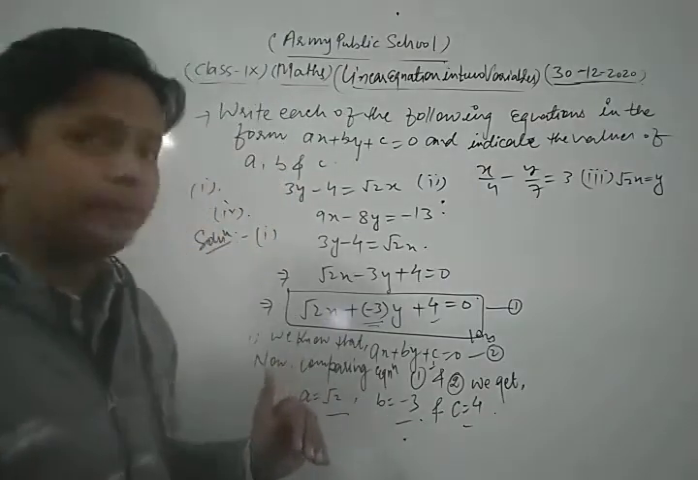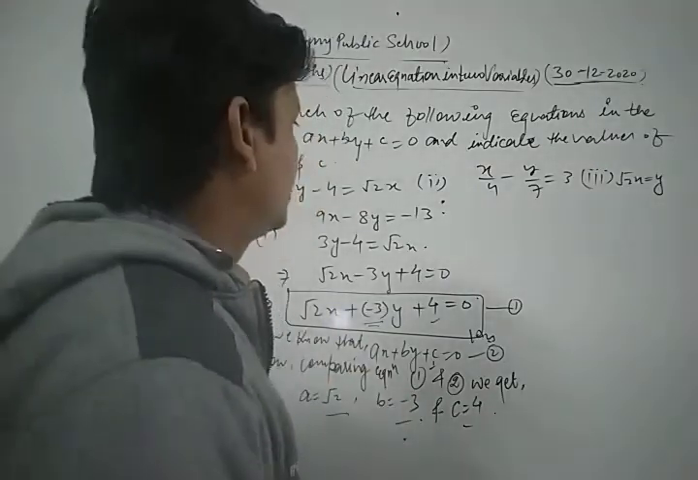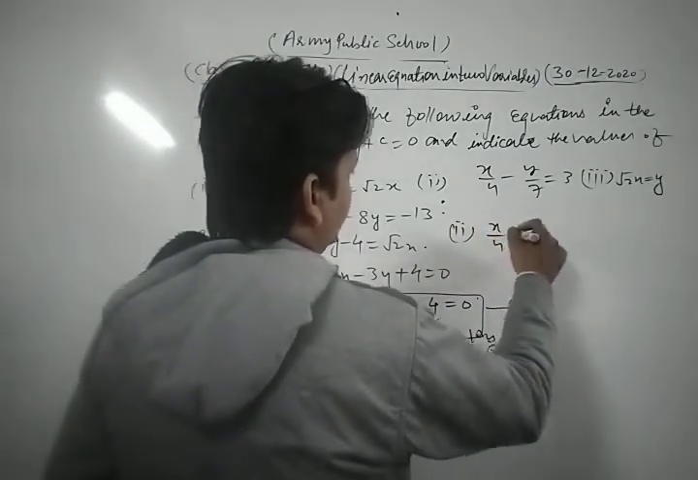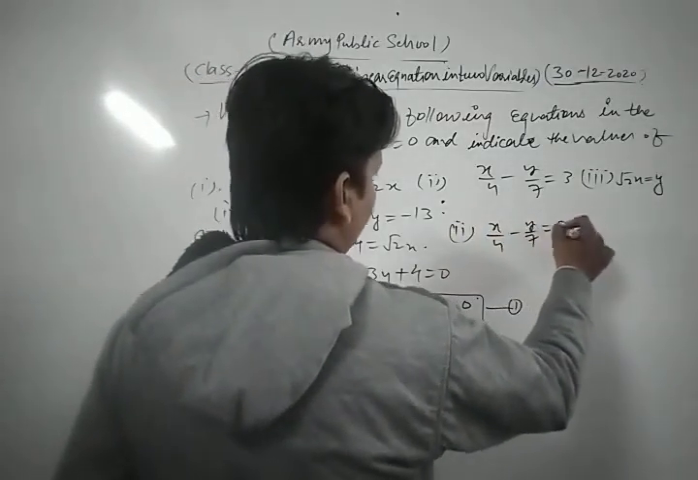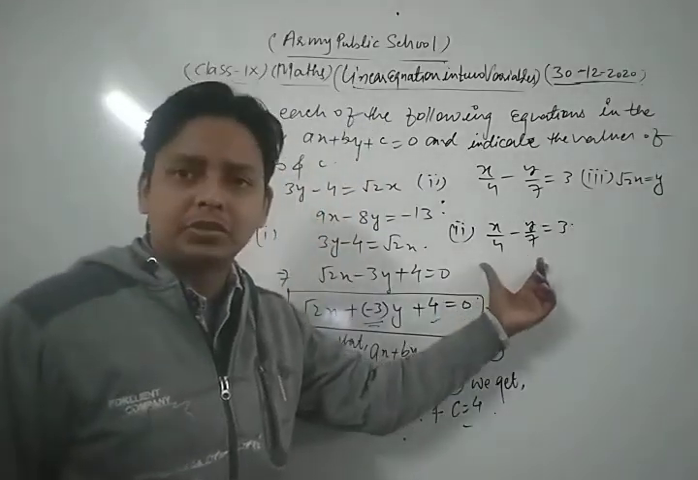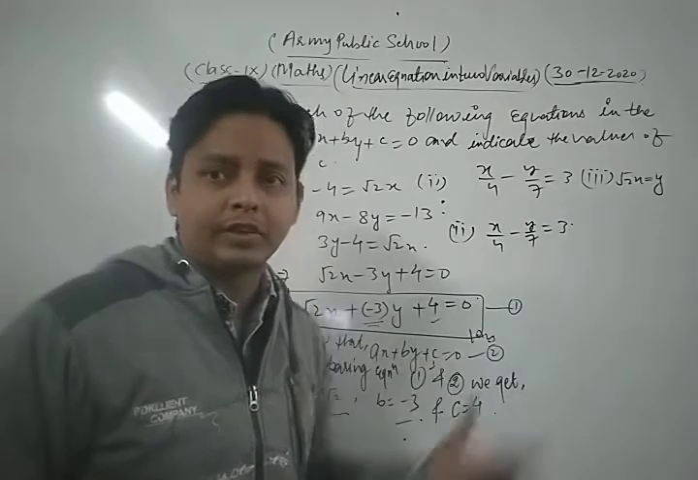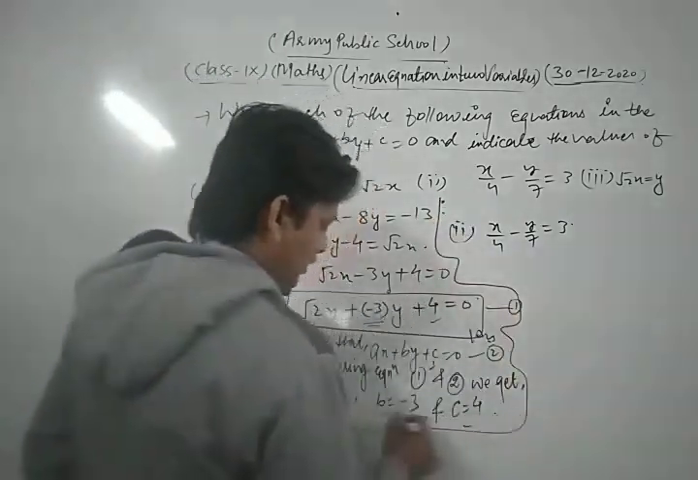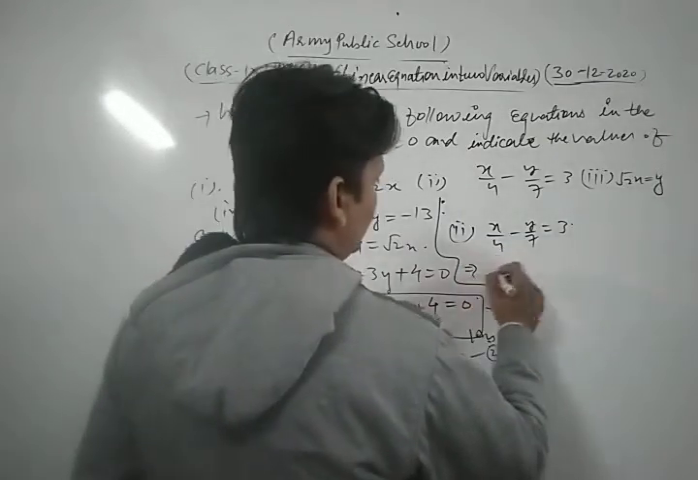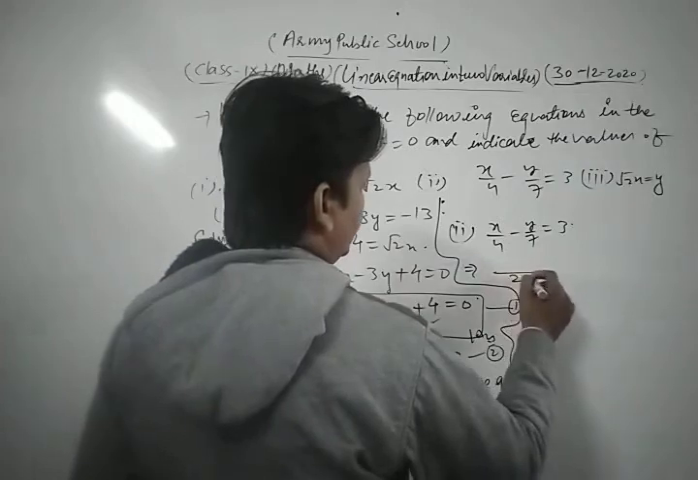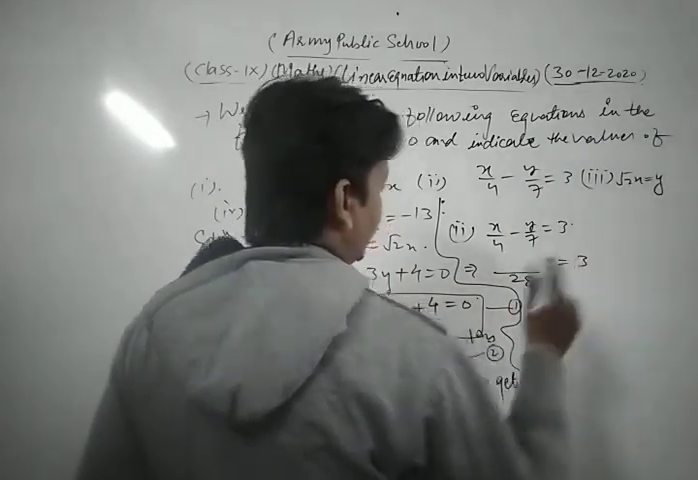Now similarly we take and solve the second part of this question. Let's see. The second part of this question is what? This is given as x by 4 minus y by 7 is equal to 3. So dear students, first of all we simplify that equation by taking the LCM of the denominators on the left hand side. So first of all we take the LCM as 28, and we write 3 as it is.